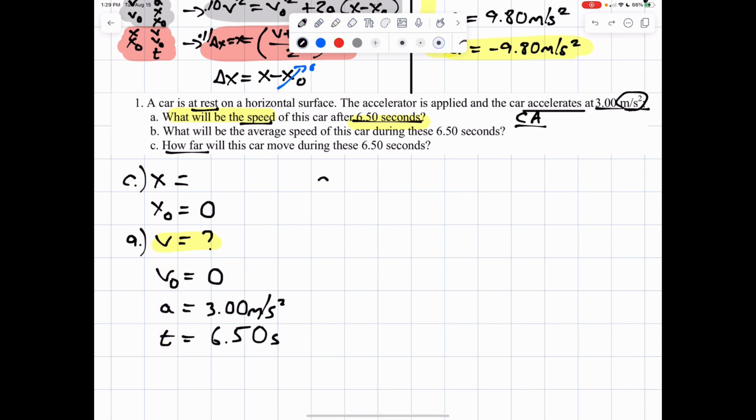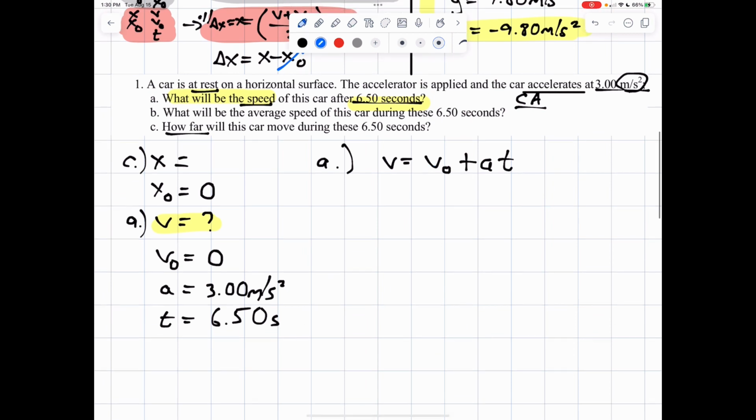Okay, so for part A, equation number 8 says V equals V naught plus AT. Now, anytime you can cancel a variable, do it. So I can cancel V naught this way, and now I'm basically plugging into A times T.